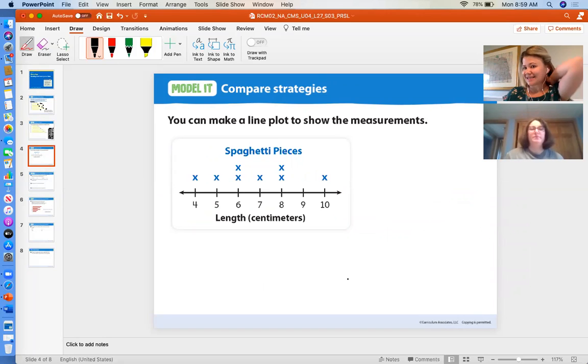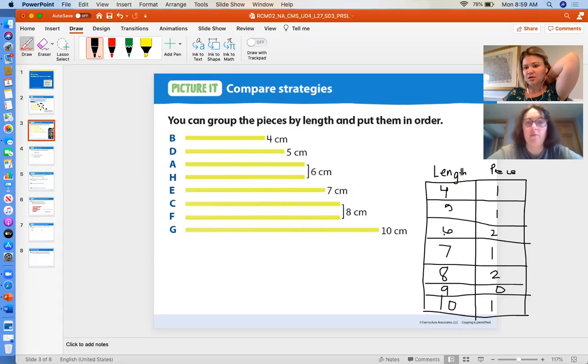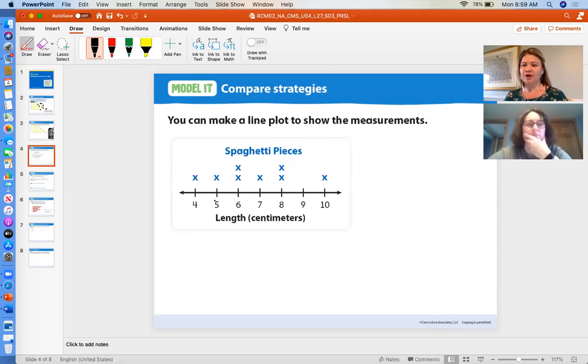So we're taking that exact same information that we just did on the table. So this information right here, right? And they went ahead and they put it in a line plot for us. So the title, what are we measuring? The spaghetti pieces. Yep, so that's the title. Let's see, it is the length, right? Because that's what we're measuring. And what unit of measurement? Centimeters. Centimeters, so it does say that.